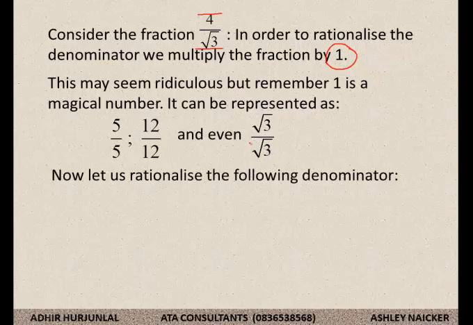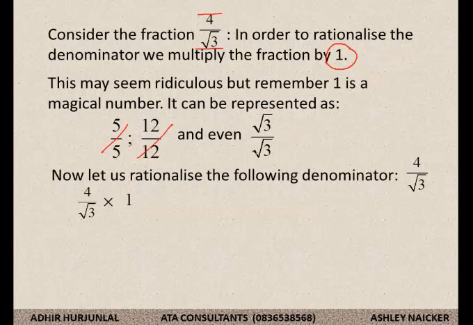Now let me go back and rationalize the following denominator, 4 divided by root 3. I said I will multiply it by 1. If I multiply it by 1, not much of a difference. But remember, 1 can be written as a variety of forms. It is up to you now to decide how you are going to go about writing this one. I will not use that. I will not use that.